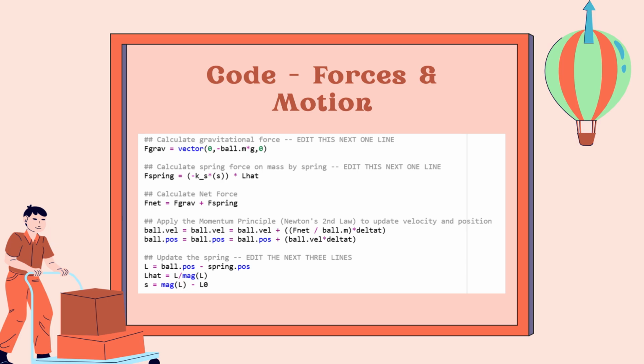This is my code that calculated the force of gravity and the spring force based on the equations discussed earlier. I then added these to calculate the net force, which was used to update the position and velocity of the ball and the position and direction vector of the spring.